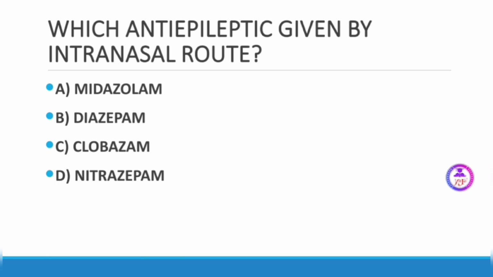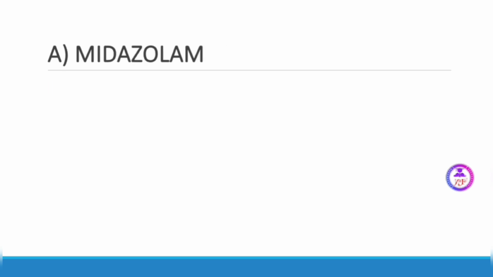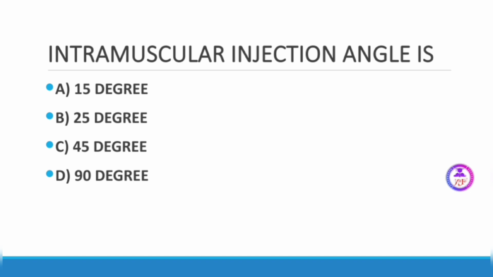Which anti-epileptic is given by intranasal route? Intranasal matlab naak ke through. So whenever you are giving through nose, you may give a spray or you may give drops. So what is an anti-epileptic that is given intranasal? Options are midazolam, diazepam, clobazam and nitrazepam. So answer is midazolam.